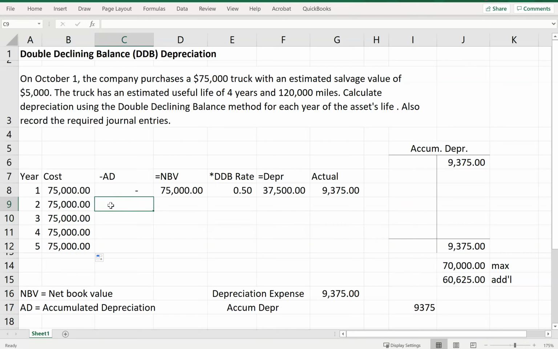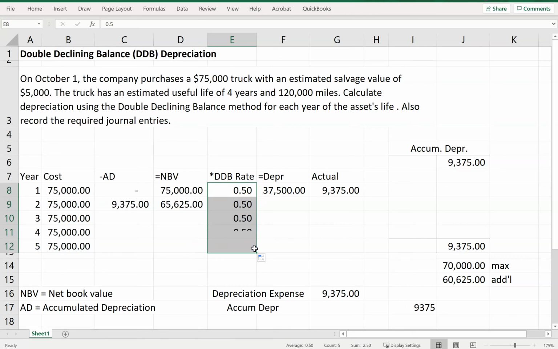For accumulated depreciation at this point, the total is $9,375. That means net book value is $75,000 minus $9,375. That gives us $65,625. This DDB rate is always going to be the same. It's going to be 50% the whole way through. So I just carried those down.